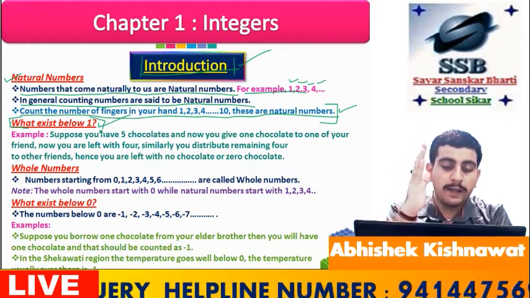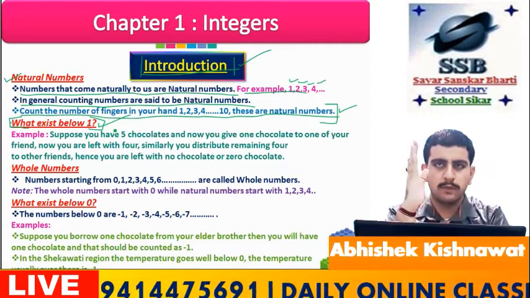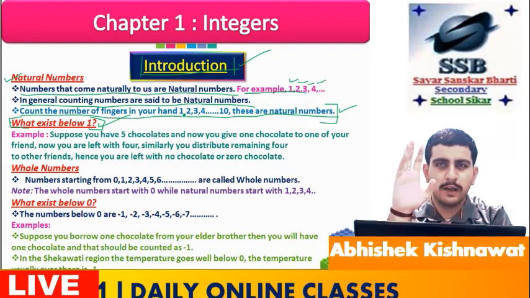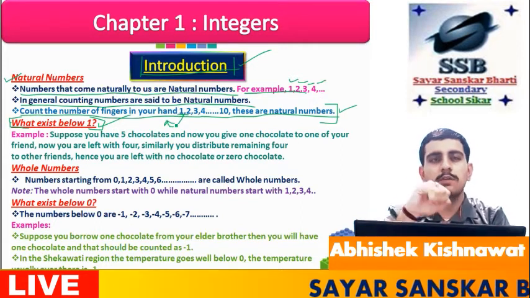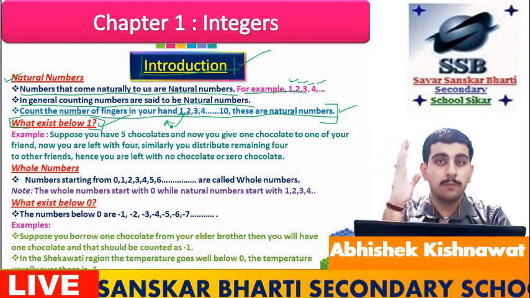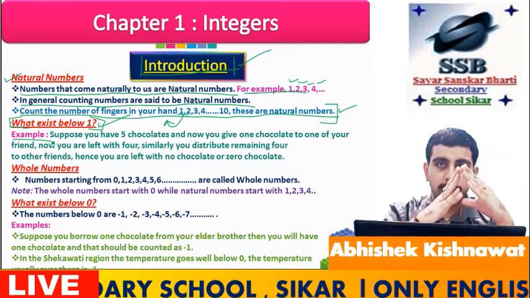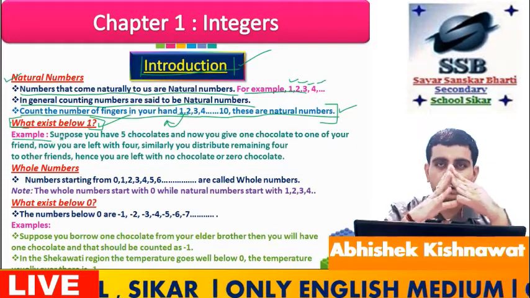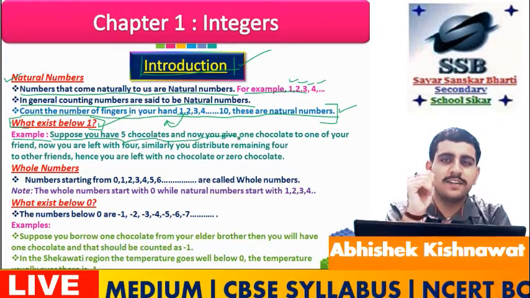Now, what exists below 1? What exists just below 1? Whenever I am telling about natural numbers, a question may come to your mind: the natural numbers are starting from 1, 2, 3, 4 and so on. So, is there any other number which comes before 1? Is there any number which exists below 1?